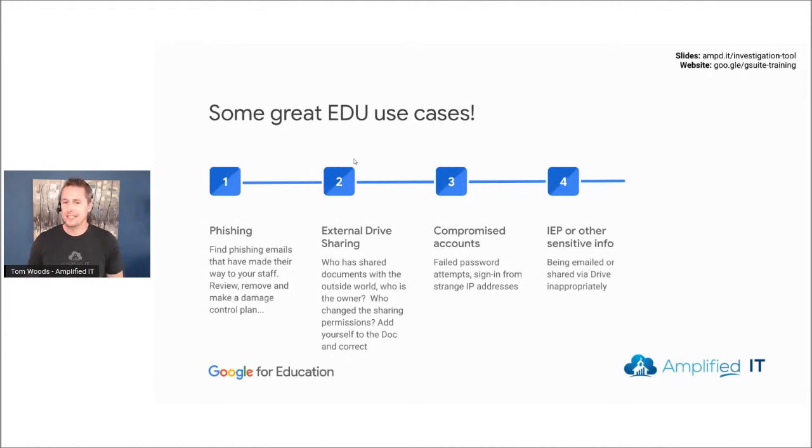Compromised accounts, taking a look at high levels of failed password attempts, looking for sign-ins, maybe out of country from strange IP addresses that might signify a compromised account. Really great use case, whether it's email or drive, taking a look at sensitive information, whether that's individualized education plans, IEPs, for students that shouldn't be in Google Drive at all, shouldn't be shared through Drive, shouldn't be emailed as attachments to people. Things like that could easily be looked at as well.